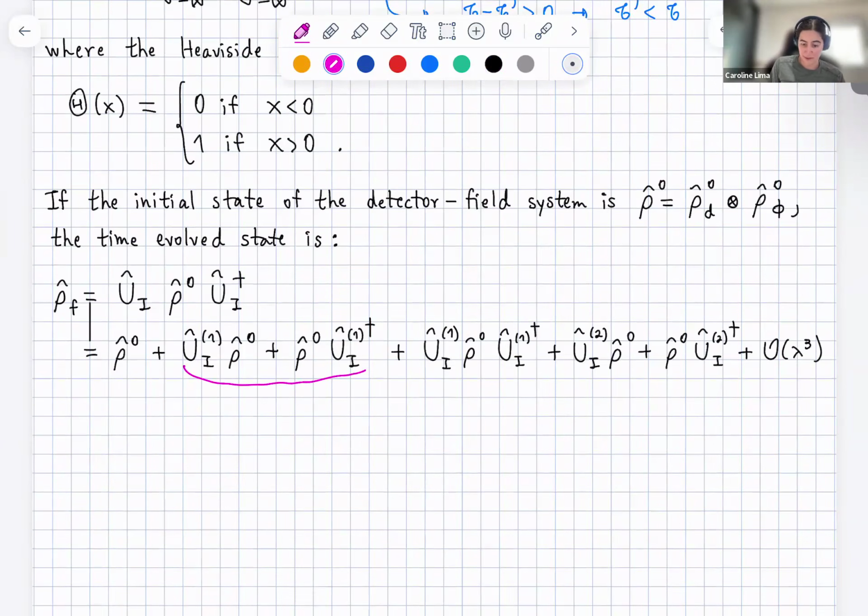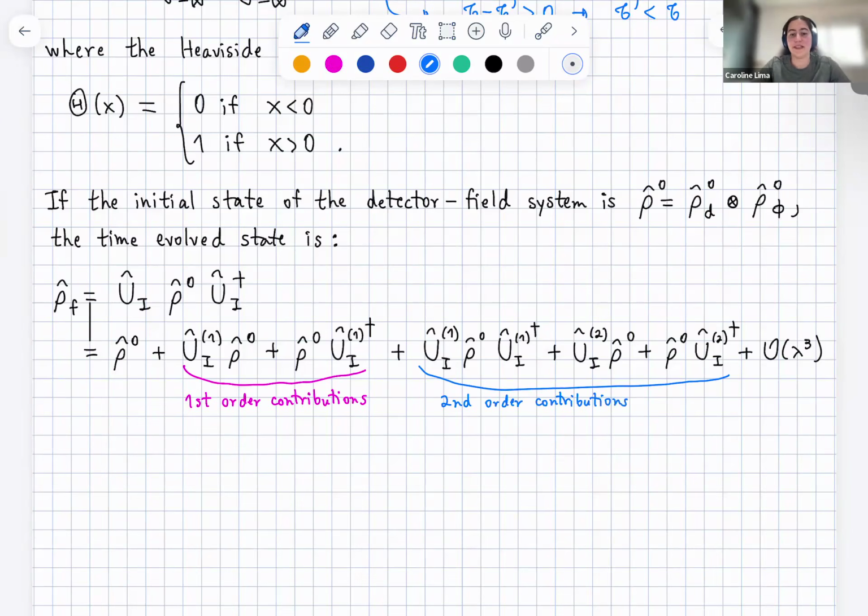So here it would be the first order contribution, and then here I have the second order contributions.